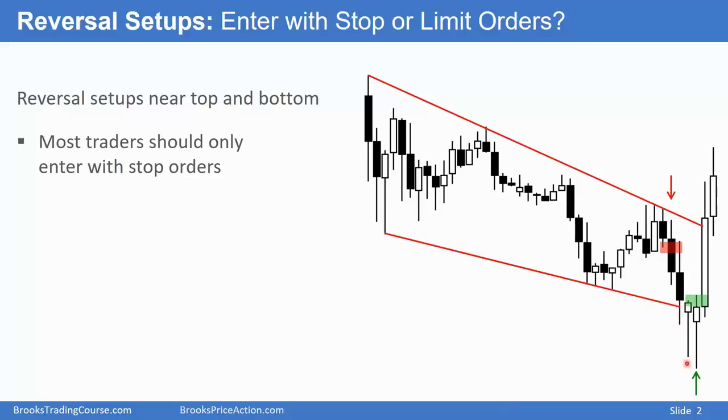The bears broke below the bottom of the channel, but on this bar, the market reversed up. It tried to break out again to the downside, but by the time the bar closed, instead of being a bear bar closing on its low, it's a bull bar closing near its high. Bulls would buy either above the high of this bull bar or above the high of both bars, using a stop, expecting at least a test of the top of the channel.